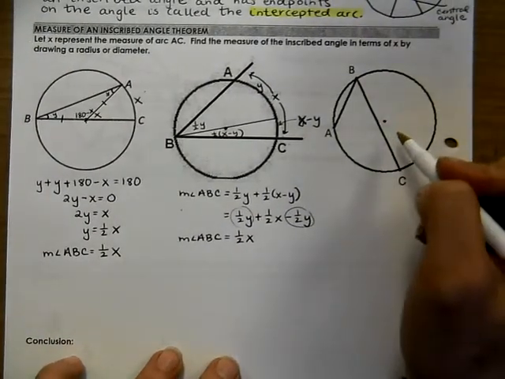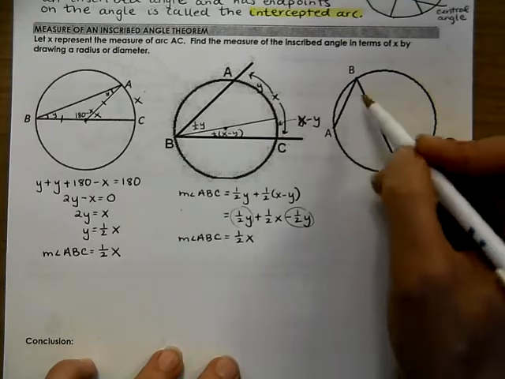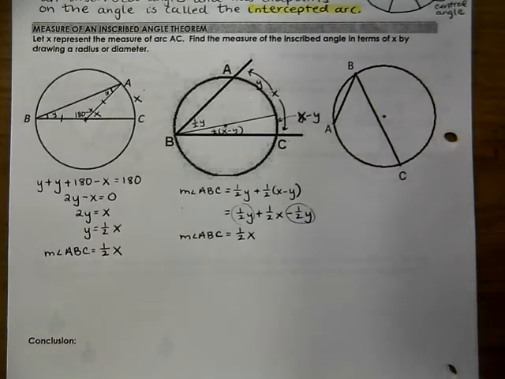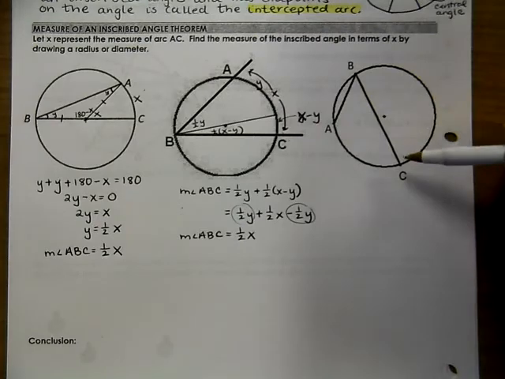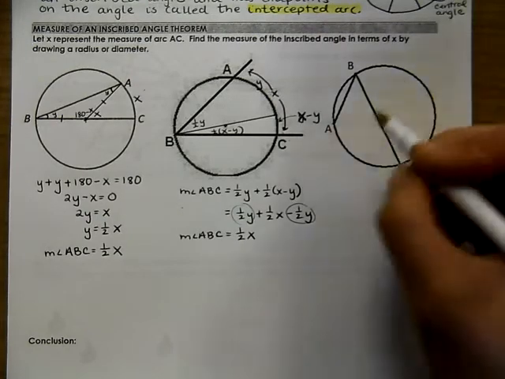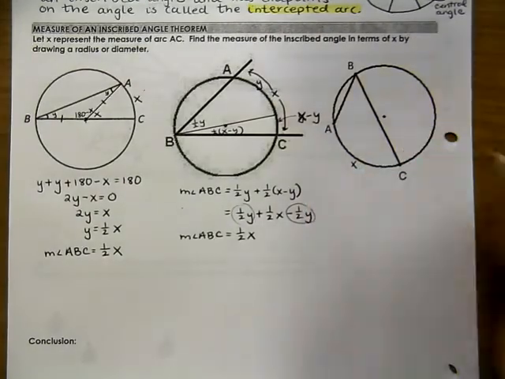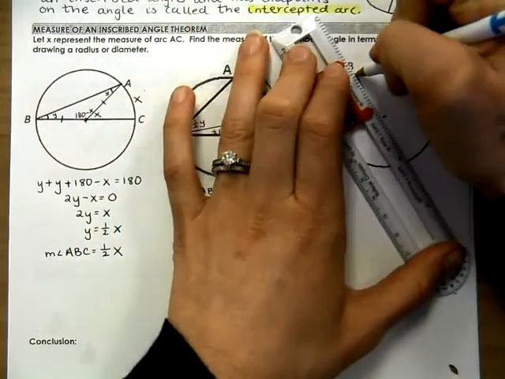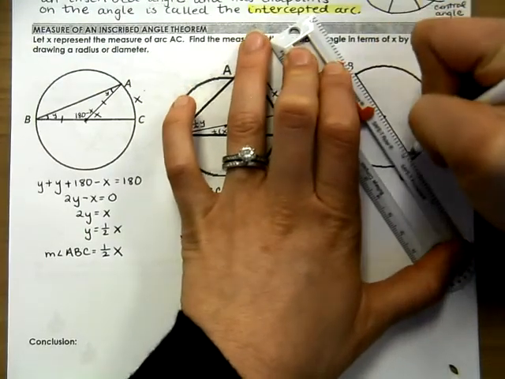Now we have the last case scenario where the center is not on the interior of the angle. And again, my hint to you is you'll need to draw in a diameter and try to figure this one out as well. What would be the measure of angle ABC if the measure of arc AC is represented by x? Pause the video, try this on your own now. Now that you've tried this on your own, let's talk through how to do this.